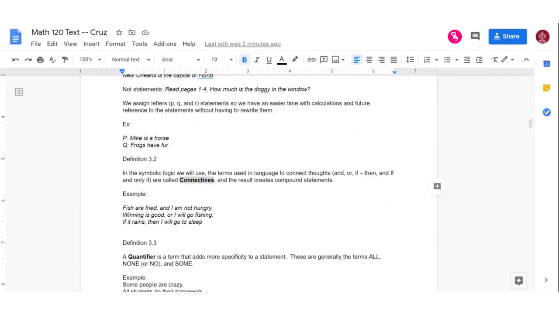But just mention what connectives are. There's and, there's or, and then if-then, which is called the conditional statement. It puts together two statements into something that's called a conditional compound statement. Also, if and only if, a lot less common. But all four of those put together more than one statement into a compound statement.